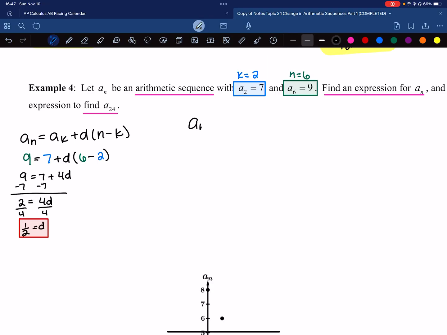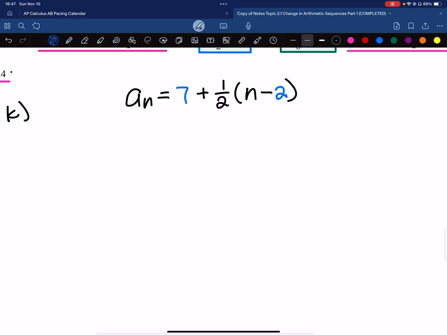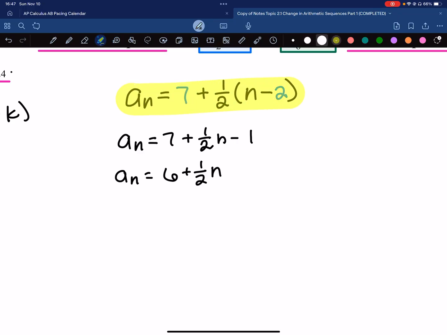So I'm going to have a sub n equals 7 plus our common difference times n minus 2. That would be an acceptable answer. And then if we simplify this, that would be 7 plus 1/2 n minus 1, because we distribute the 1/2. Then I can combine like terms and I would get 6 plus 1/2 n. So this would be an acceptable answer. This would also be an acceptable answer.